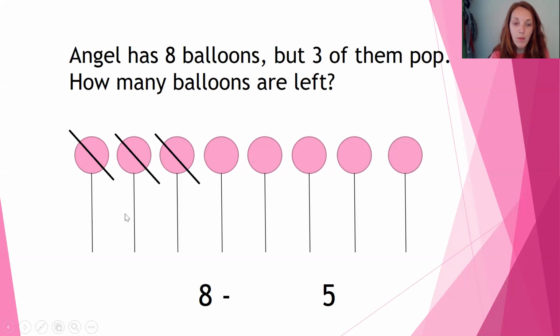So we started out with 8 balloons, and now we're taking away how many? How many popped? 3 of them popped. So 8, take away 3, and then we always have our equal sign. We had 8 balloons, we took away 3, they popped, and our answer is 5. Right here we had 1, 2, 3, 4, 5 balloons left.